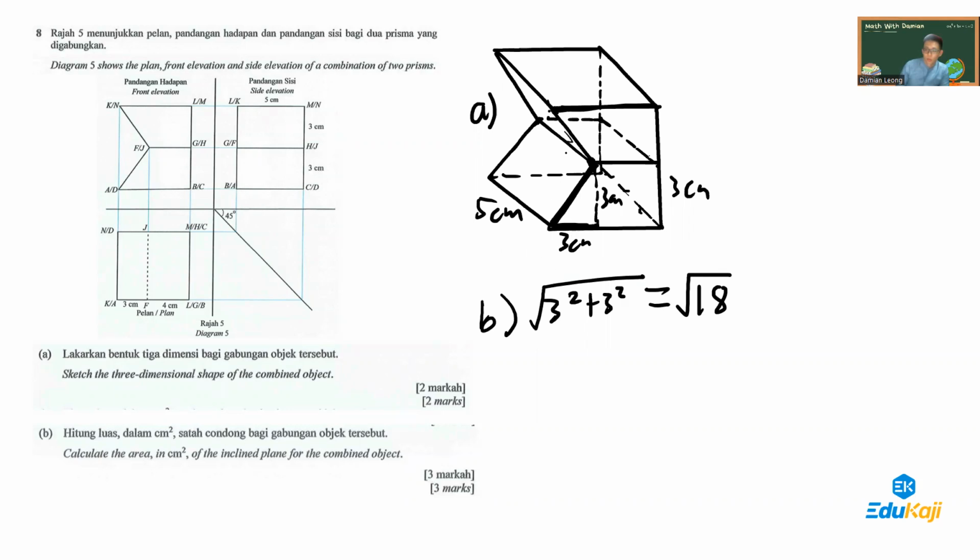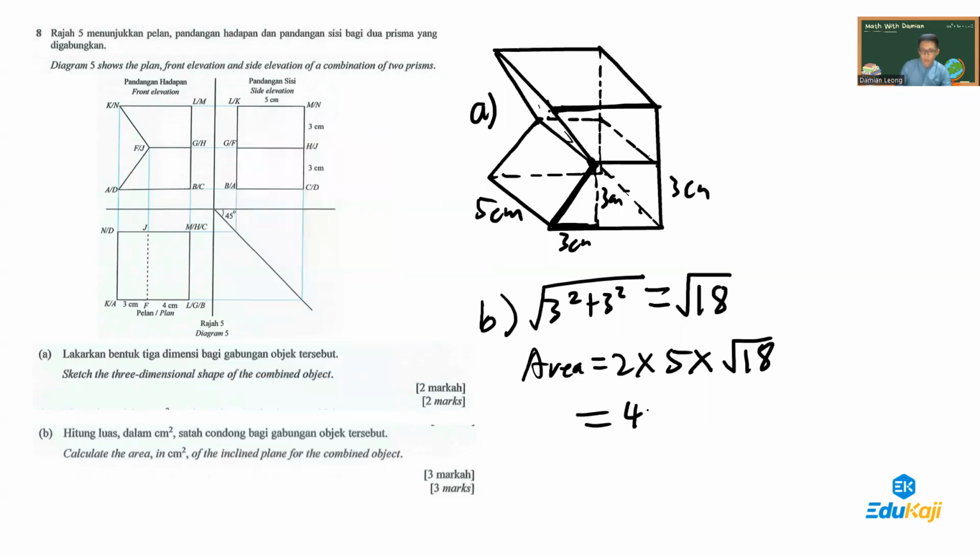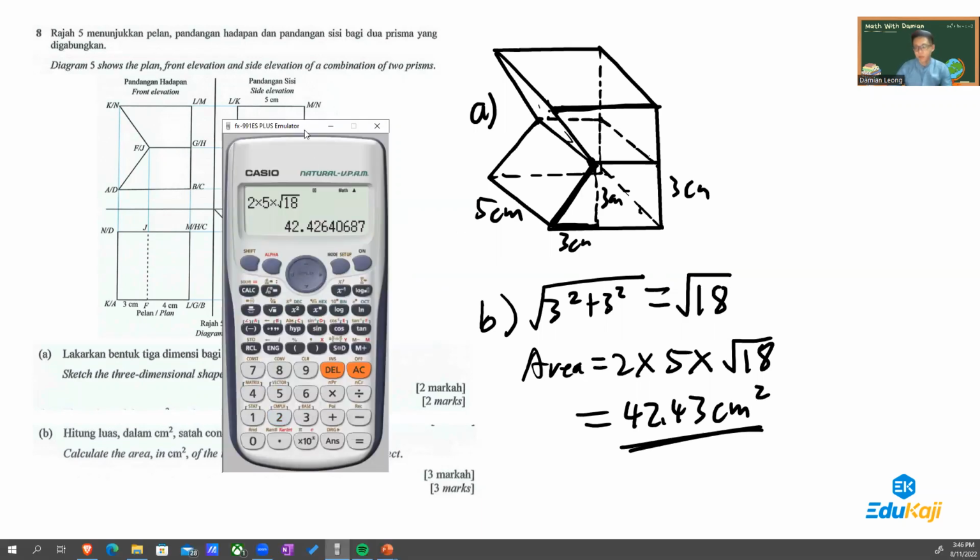So the area of this is 5 times square root of 18, but there are 2 of it on top and below. So area is 2 times 5 times square root of 18, which is 42.426, 42.43 cm squared. That is the area.